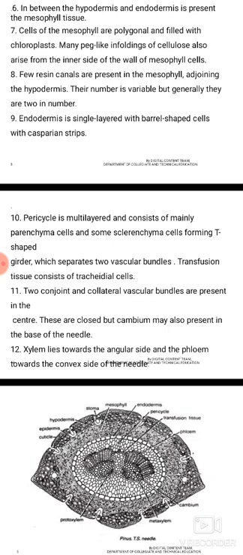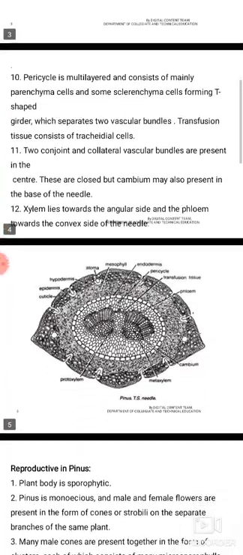2 conjoint collateral vascular bundles are present in the center. These are closed, but the cambium may be present at the base of the needle. Xylem lies towards the angular side and the phloem towards the convex side of the needle.